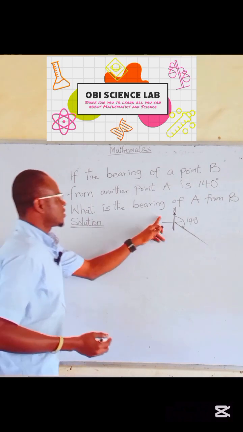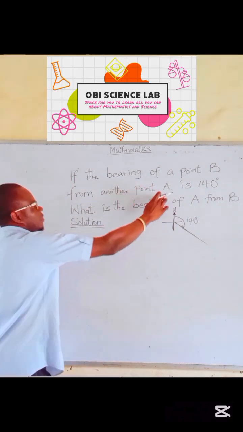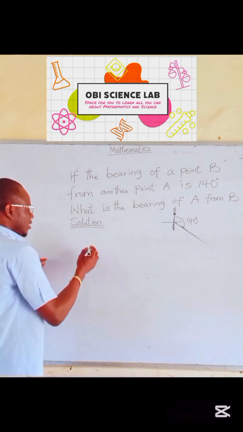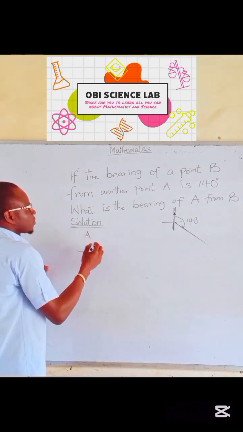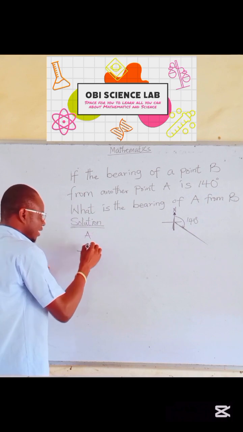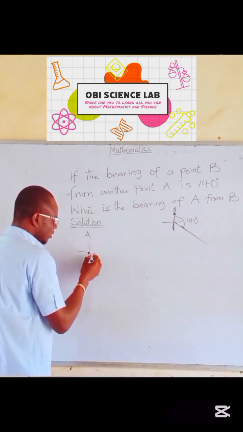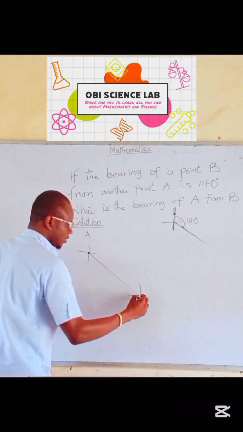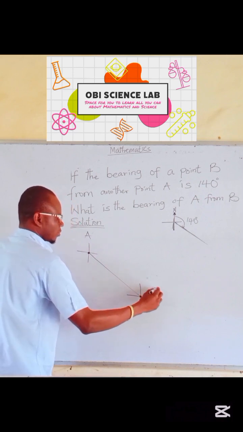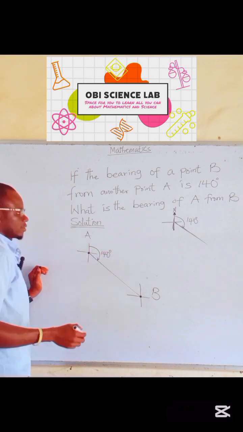So if this is how bearings are taken, the bearing of B from A now becomes, this is point A. The bearing of B from this point A, measuring 140, will proceed from the second quadrant. So this is the point B, and the size of the angle is 140 degrees.